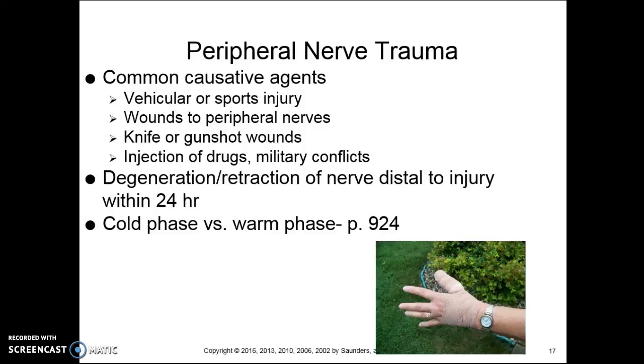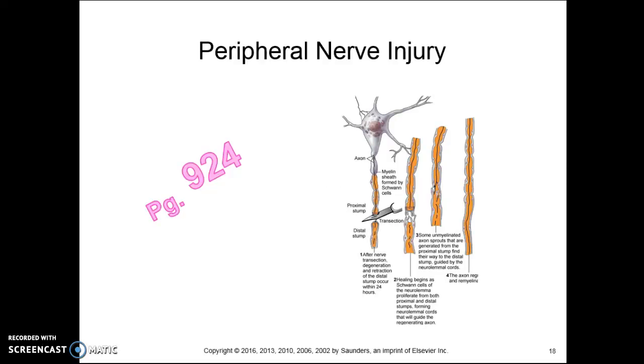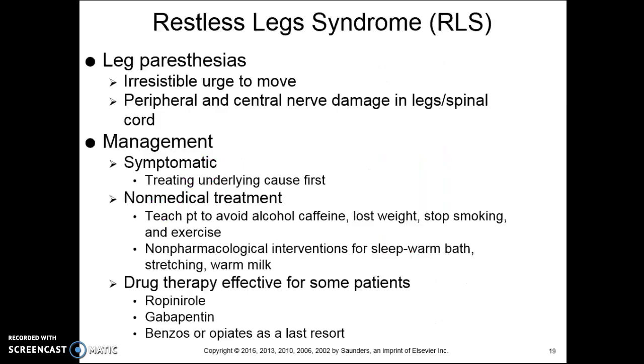And you also want to read the cold phase versus the warm phase on page 924. It actually talks about what you'll see in the first few weeks with the warm phase followed by the cold phase. It's important for us to know because then we know, with peripheral nerve trauma, what stage a patient is in. So you're going to see questions on the cold phase and the warm phase. So please make sure you read it. It's on page 924. Again, here you go. Page 924 has this same picture on it and goes into better detail. You can go through that, and it'll be helpful for when you're studying for this next MedSurg 1 test.